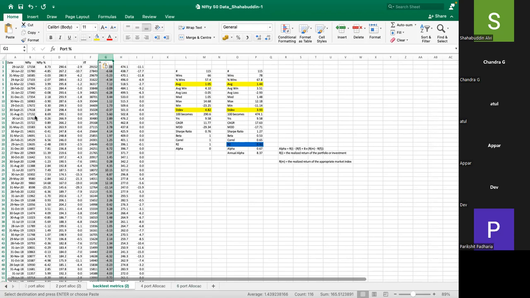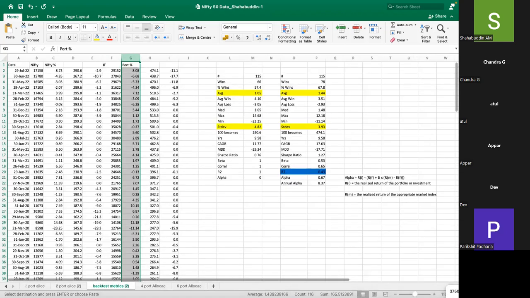My CAGR is improved considerably. CAGR is 17%. MDD is minus 17. Standard deviation is 3.19. Both Sortino is improved. Beta is a little higher, but that's fine. And R square is 0.43, and I have a very, very big alpha.